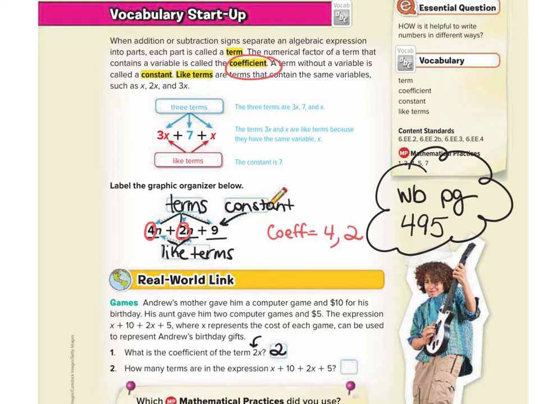Number 2, how many terms are in this expression? Terms are every part of the expression that's separated by an addition or a subtraction symbol. So there's 1, 2, 3, 4. There's 4 terms in this expression.